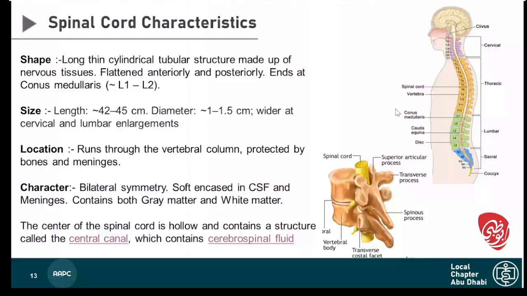So see the spinal cord. It is a long, thin cylindrical structure made up of nervous tissue, and it begins from the lower part of the brain till this green colored L1. See this L1 vertebra. The spinal cord runs through the vertebral column till the L1 vertebra. Okay, it is approximately 42 to 45 centimeters in length and 1 to 1.5 centimeters in diameter, and it has bilateral symmetry.